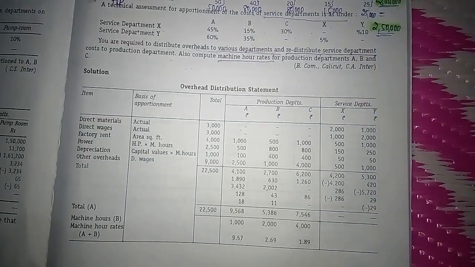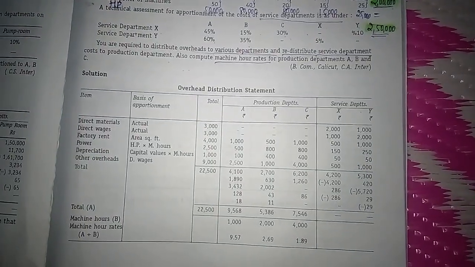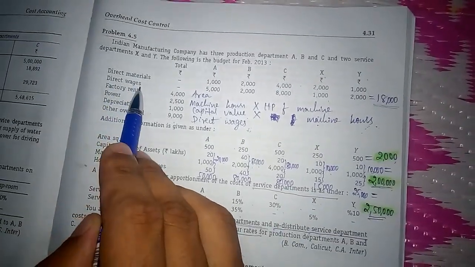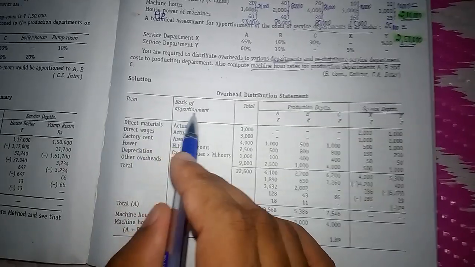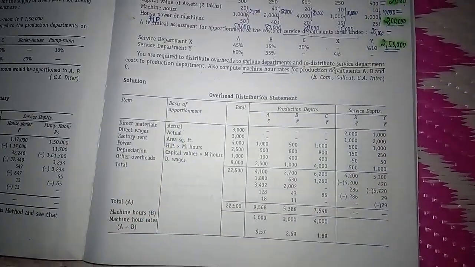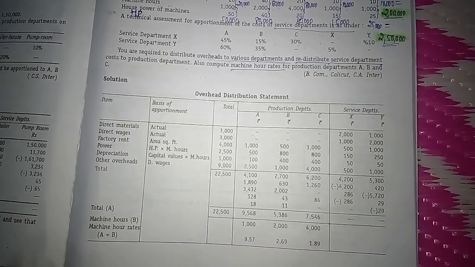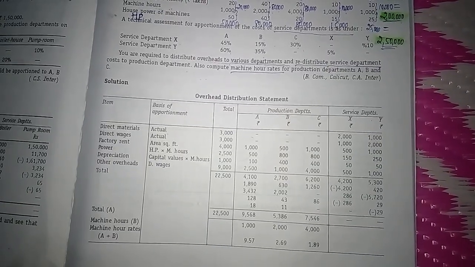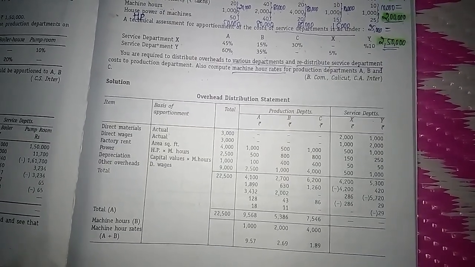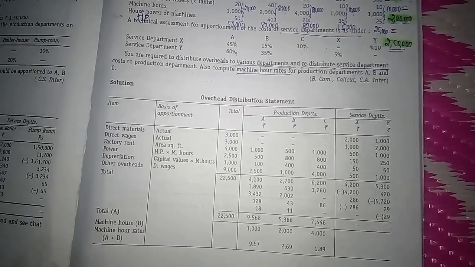First we need to transfer direct materials, direct wages and direct expenses if they have been given in the problem. In this problem they have given direct materials and direct wages, so we are supposed to transfer direct materials and direct wages. The basis of apportionment will be actual, in the sense whatever information they have given in the problem, that has to be transferred. And you should keep in mind the direct materials, direct wages and direct expenses should be considered only for the service departments, not for the production departments.